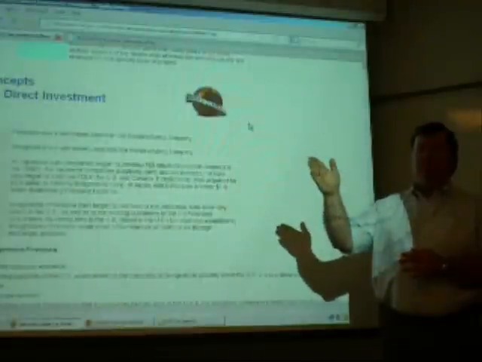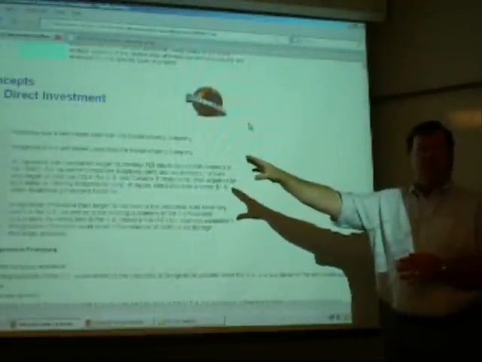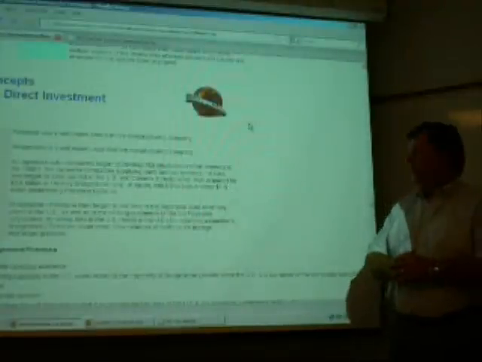For example, when you drive up the DVP, you see that big sign that says the new headquarters of Honda Canada. That's an example of foreign direct investment.